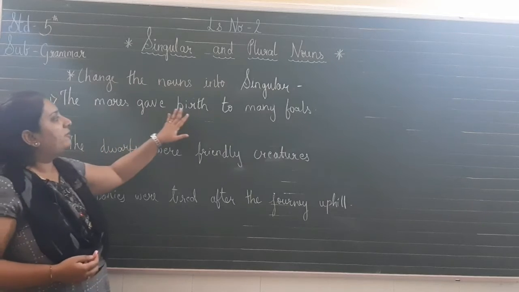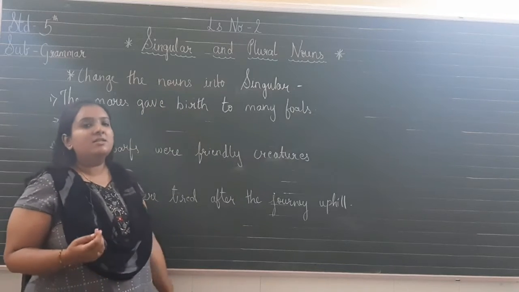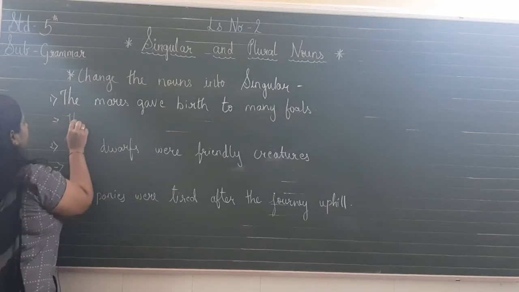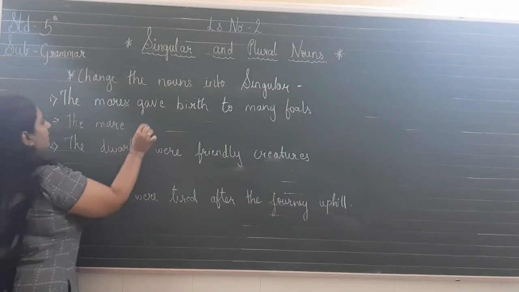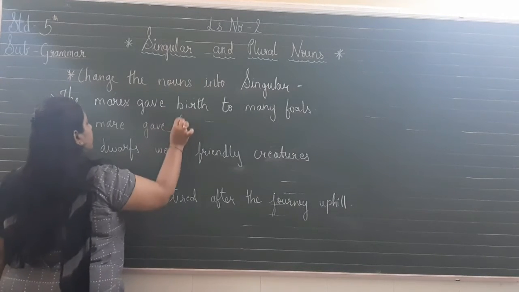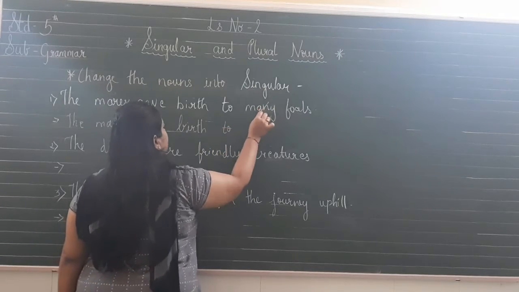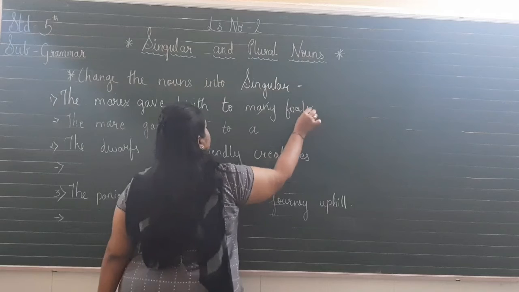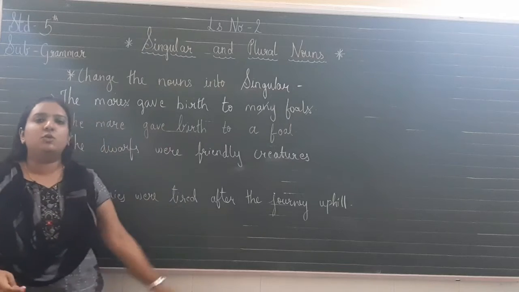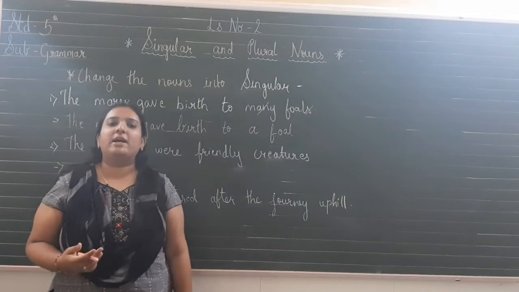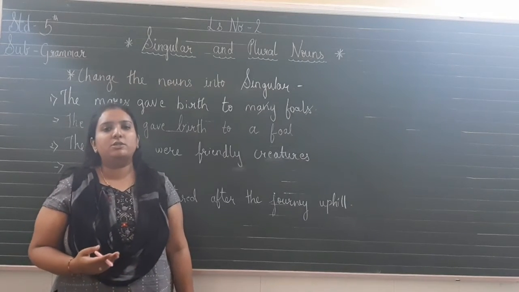The mares gave birth to many foals. Now here I can see the plural nouns mares and foals. So now let us start. The mare. We will cut the s. Gave birth to. Now many will get cut and we will write a. Foals, we will cut the s and we will say foal. The mare gave birth to a foal. As I told you earlier, there will be other grammatical changes in the sentence also when we change from singular to plural or plural to singular.